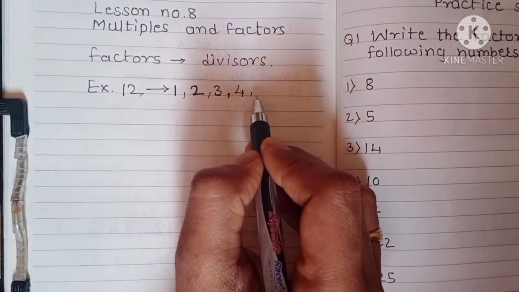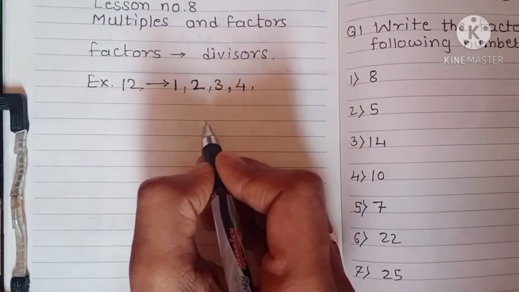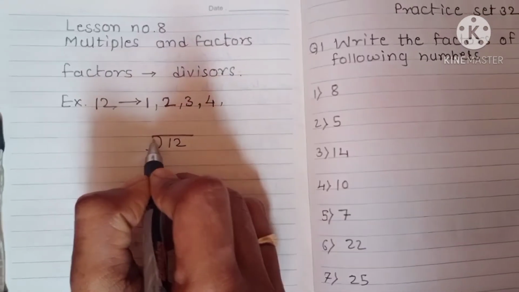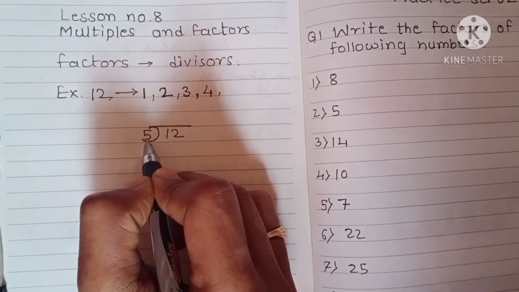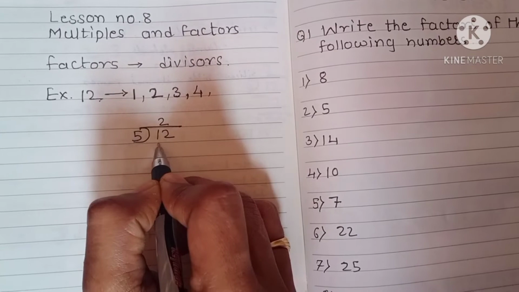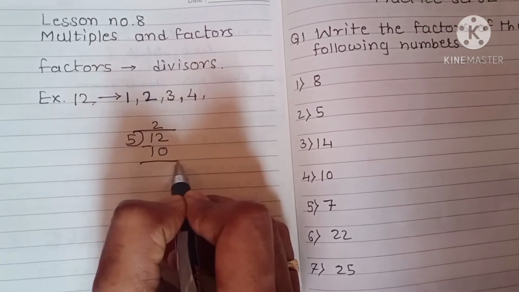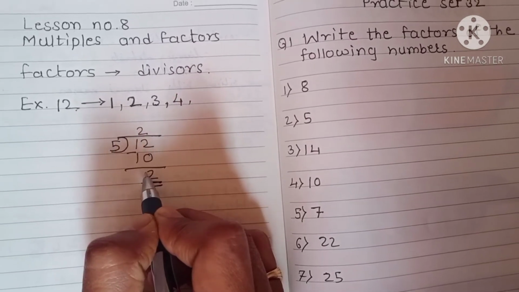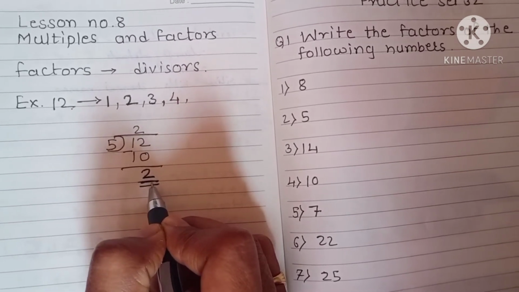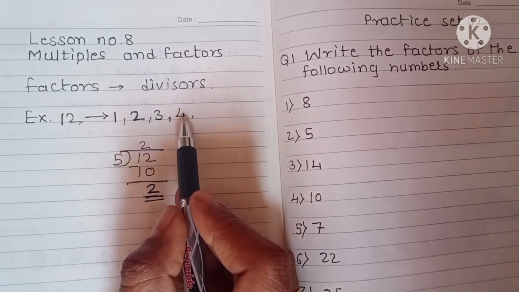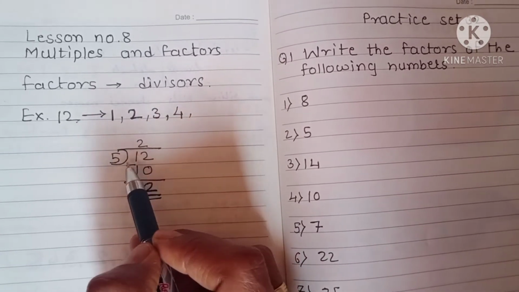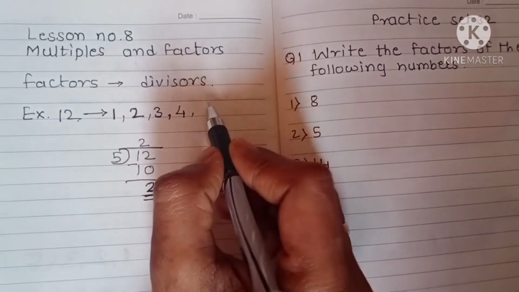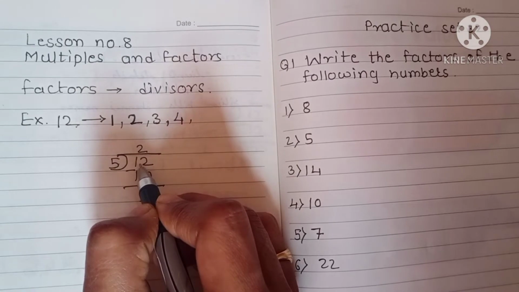Now after 4, next number is 5. Let's check, is 5 a factor of 12? See, we will divide 12 by 5. You know the table of 5. 5 2s are 10. So 12 minus 10 is 2. Here you can see that remainder is 2. It is not 0. Whenever it is 0, we can say that it gets completely divided. But here remainder is 2. So 5 is not a factor of 12.